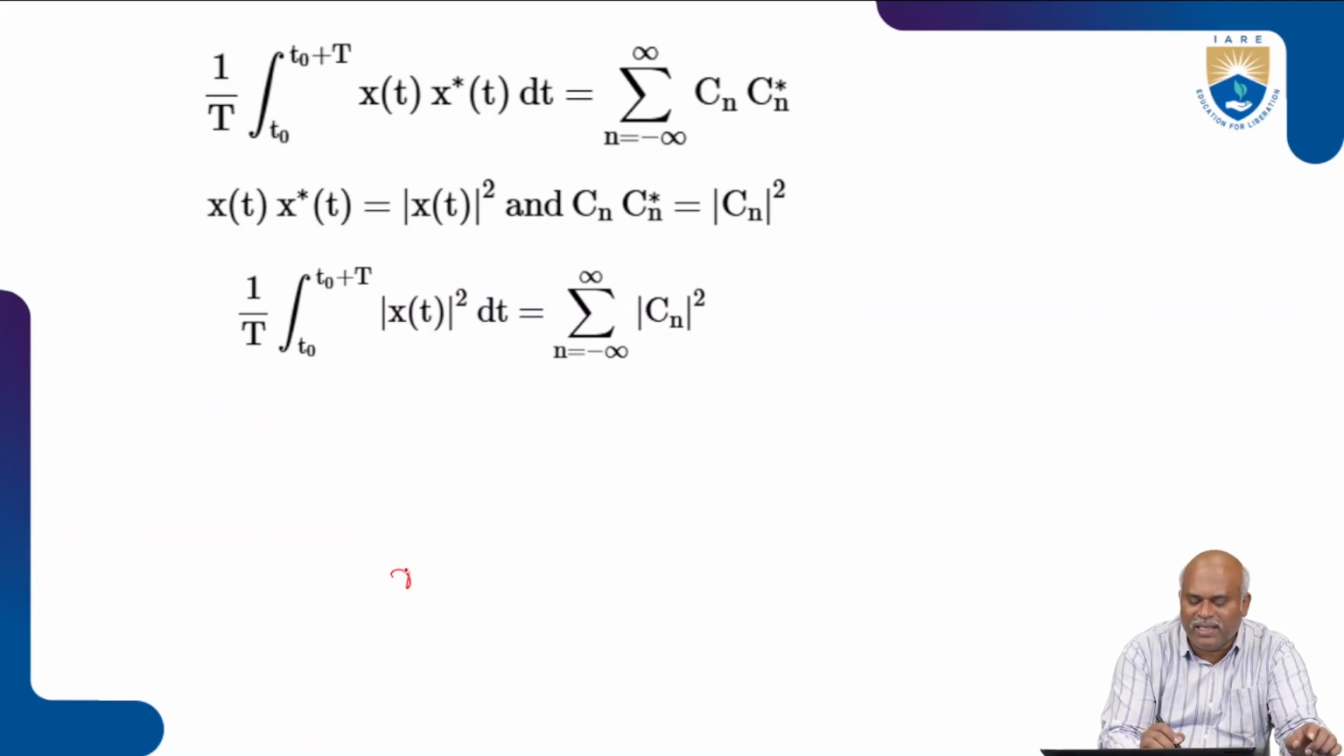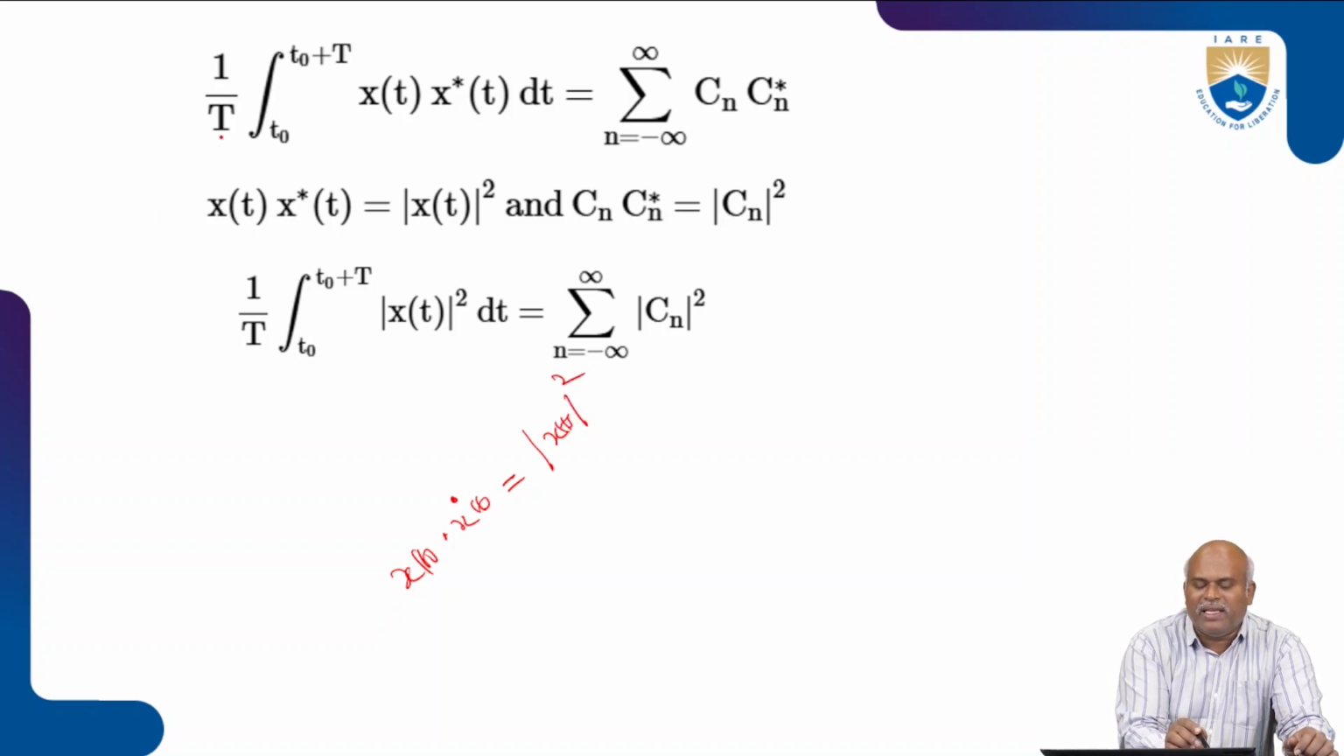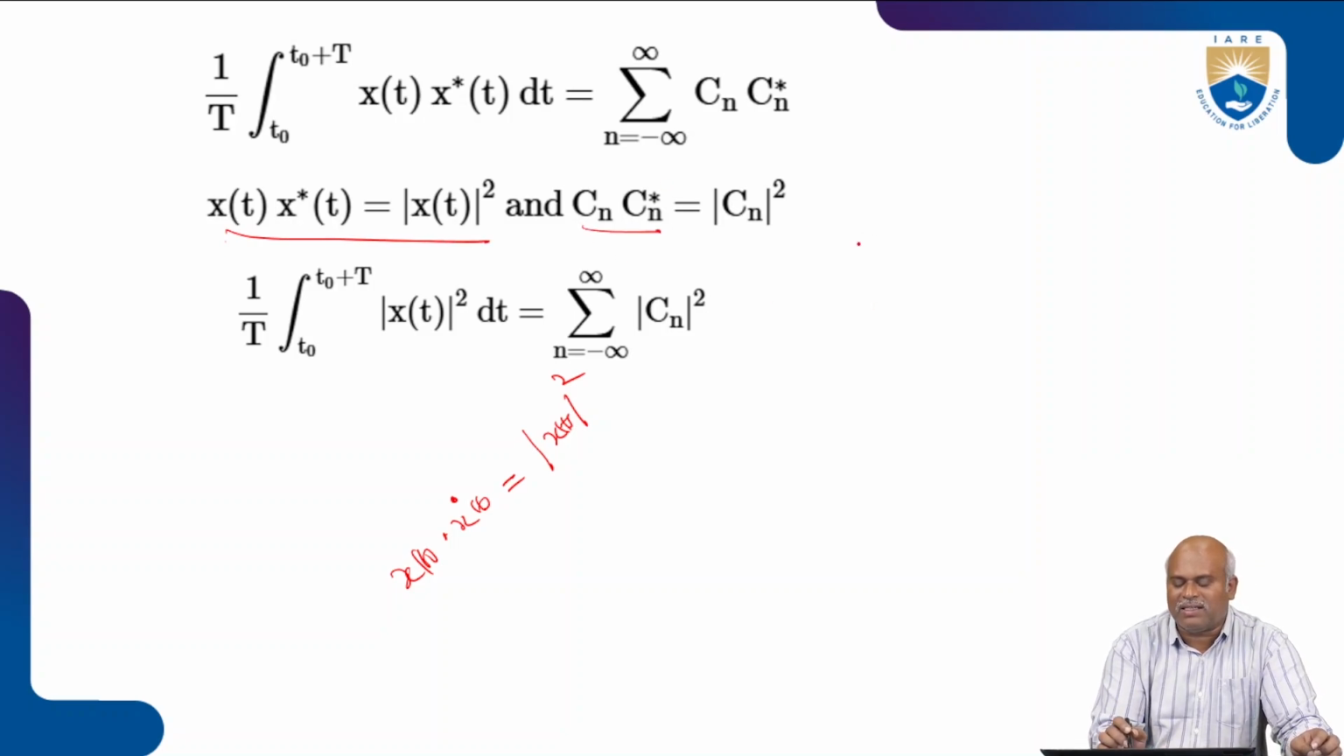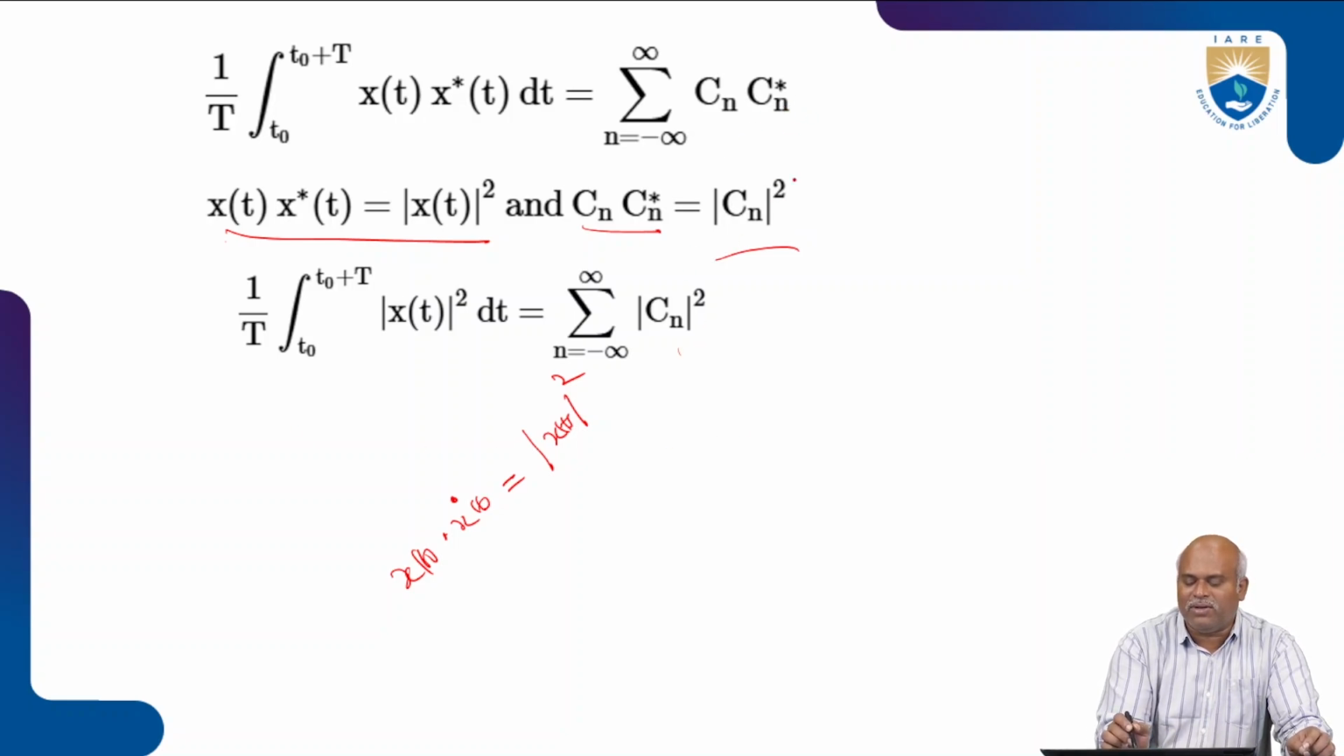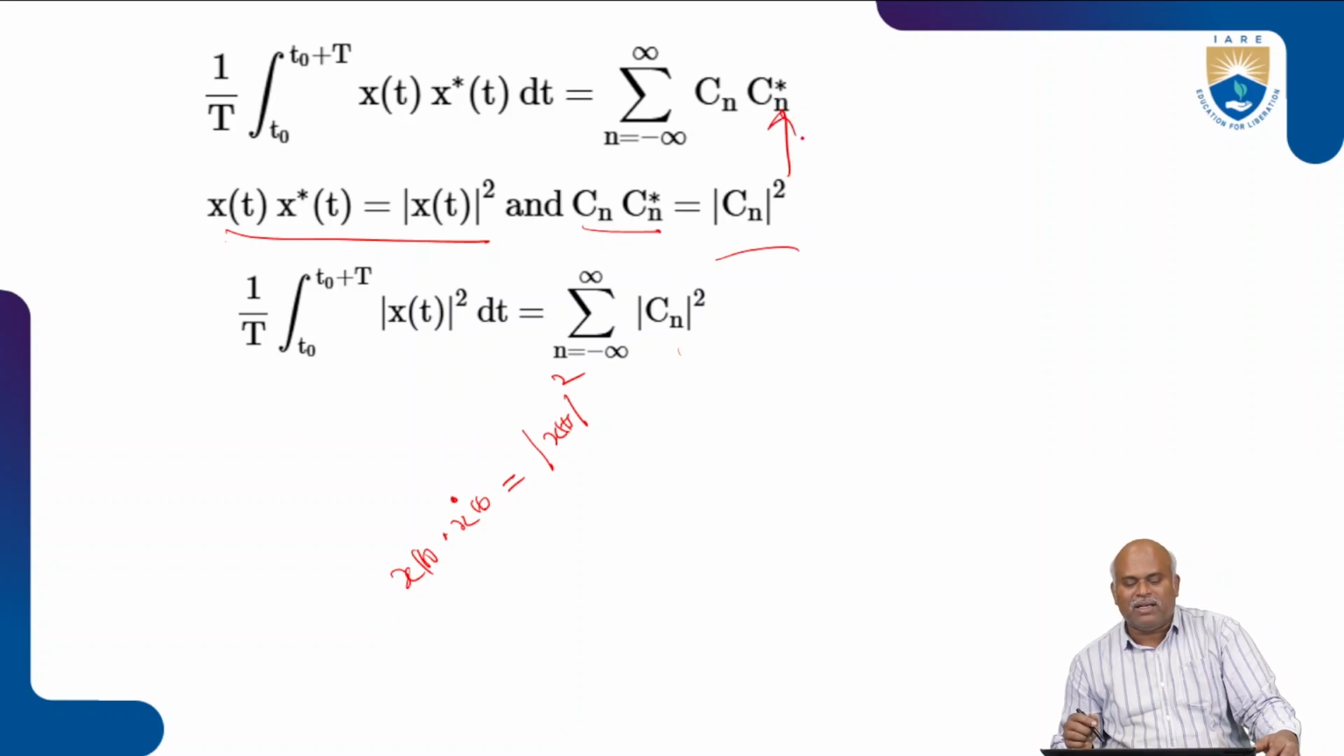So we know that x of t into x star of t is equal to mod of x of t whole square. So here, on the left side, 1 by T integration from t0 to t0 plus T of x of t x star of t dt is equal to, on the right side, the summation of n equal to minus infinity to plus infinity of c of n into c of n star. Okay, we write. So now we know this value: c of n star c of n is equal to mod of c of n square. You can substitute this value into our equation for the Parseval identity condition.